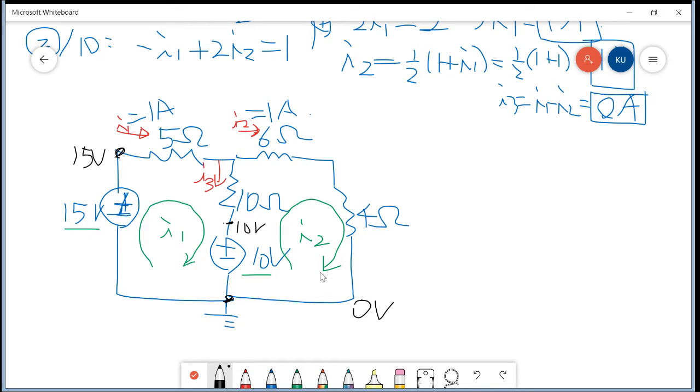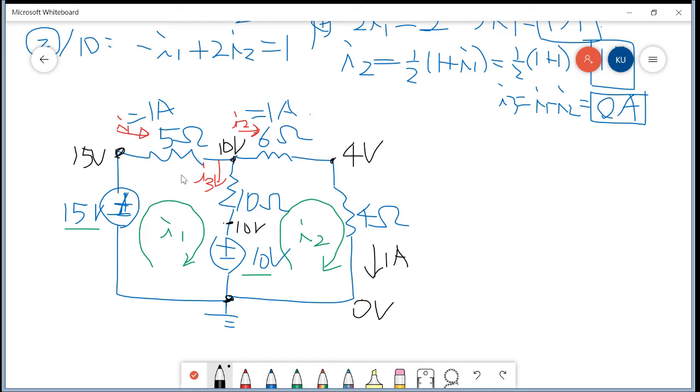And so this one is 1A, this one is 1A, and this one is 4 ohm, so there should be a 4 volt here, okay? And there is no current going through, which means I3 is 0, no current going through this resistor. So this is 10 volt, this is also 10 volt.